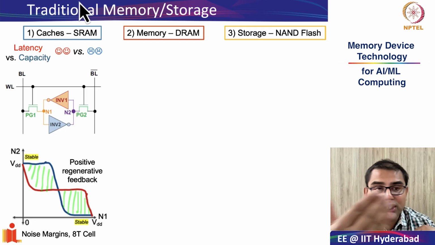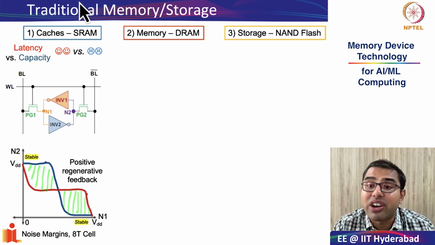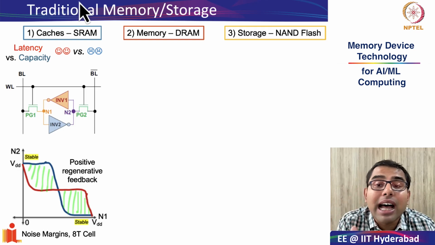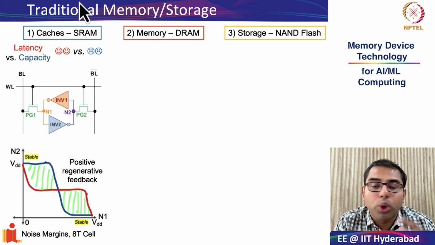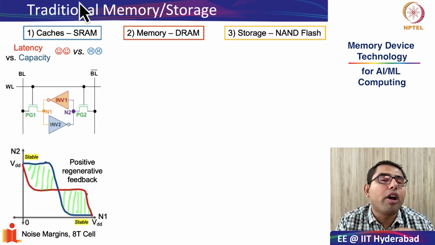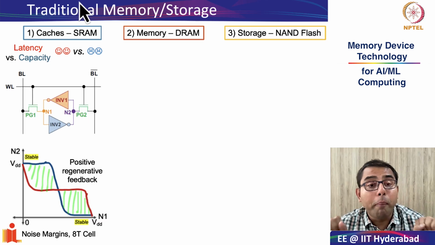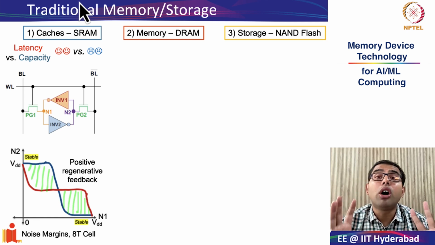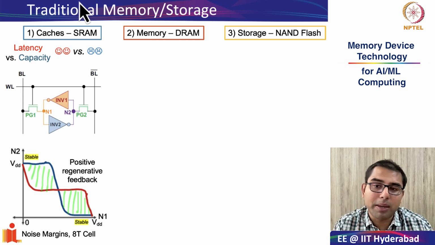Right at the top, as you can see, we started with SRAMs, and they serve as our cache memory. So SRAMs, as you know, in caches, are optimized for speed and they offer very nice latency, but they really suffer in terms of area and capacity.